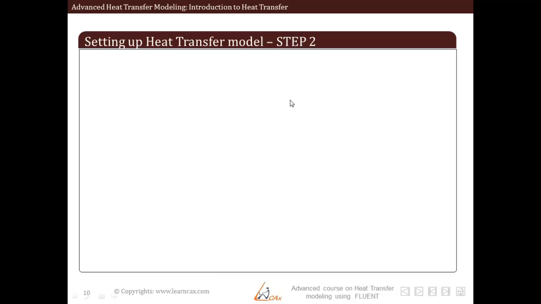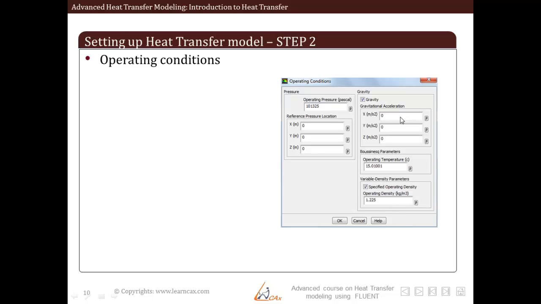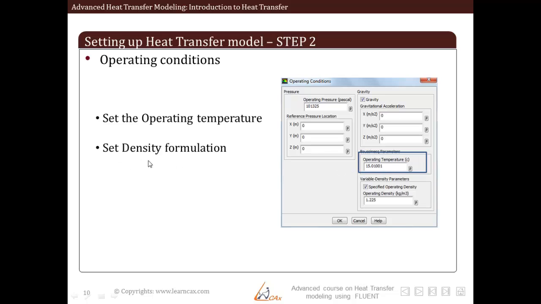After that, the second step is operating conditions. We go to the operating conditions panel, and here we set the operating temperature, which defines the operating temperature used for various heat transfer calculations. We also set the density formulation, which is actually the operating density for various density calculations based on temperature. So these are the two critical setups which matter in heat transfer: operating temperature and operating density. This is the second step.